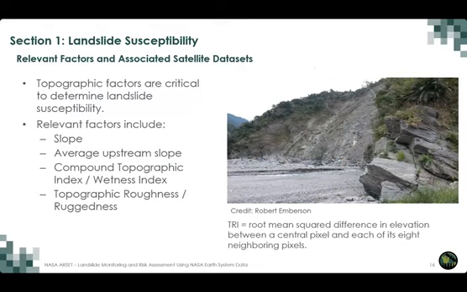I'm showing an example of an image from Taiwan here, where you can see obviously there's lots of rocky outcrops and landscapes where landslides are often occurring. You might see a lot more of these rocky outcrops, and so topographic roughness is another factor that may be important.